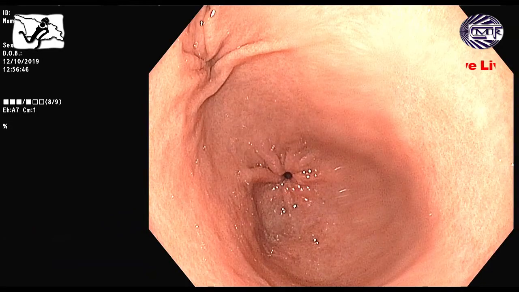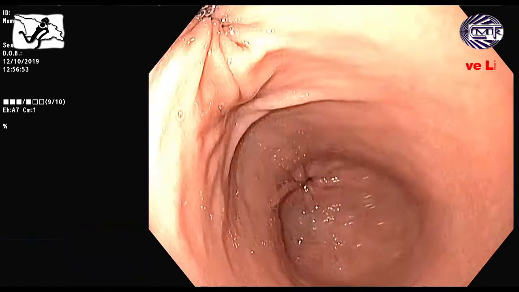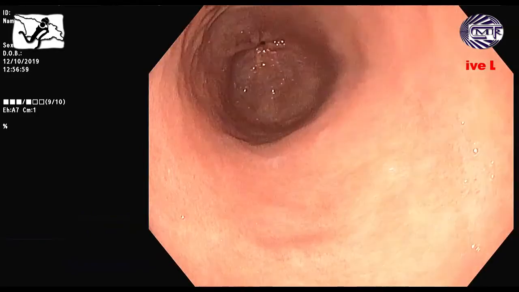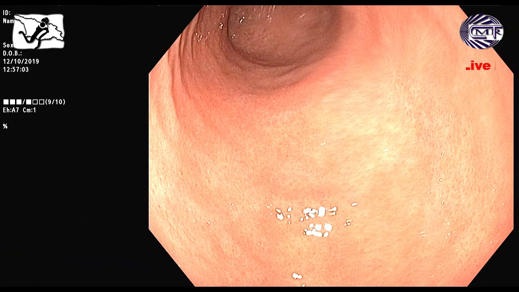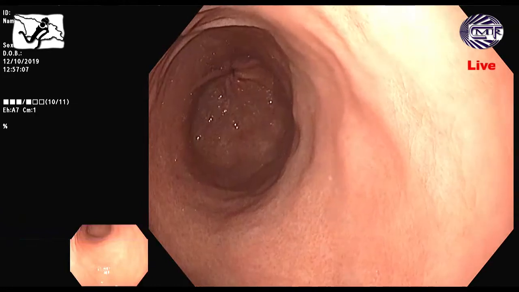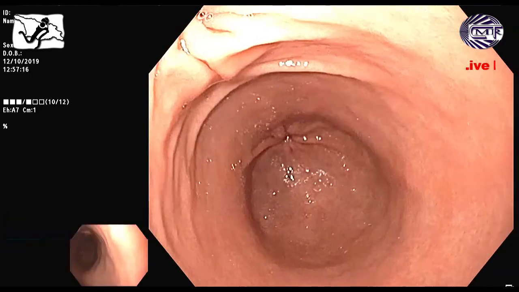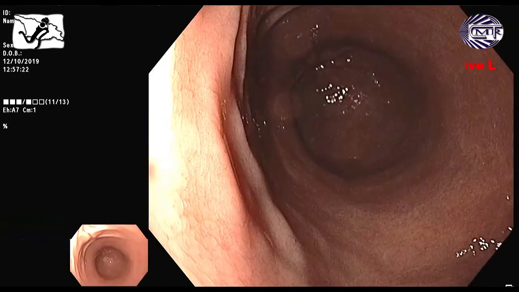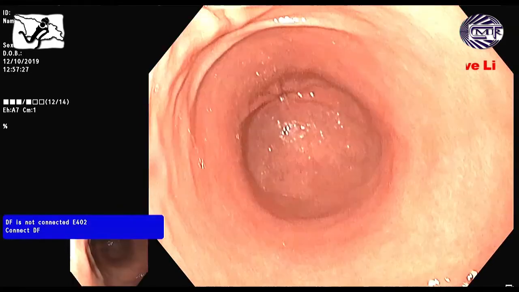Okay. Divide the 4 quadrants, not to lose the blind spot, right? The posterior wall, the lesser curvature, anterior wall, and the greater curvature, right? And a little bit pull back. I take a picture of the 4 quadrants. This is posterior wall side. And this is the lesser curvature side. And this is the anterior wall side. I took the 4 pictures for this patient entry, right?